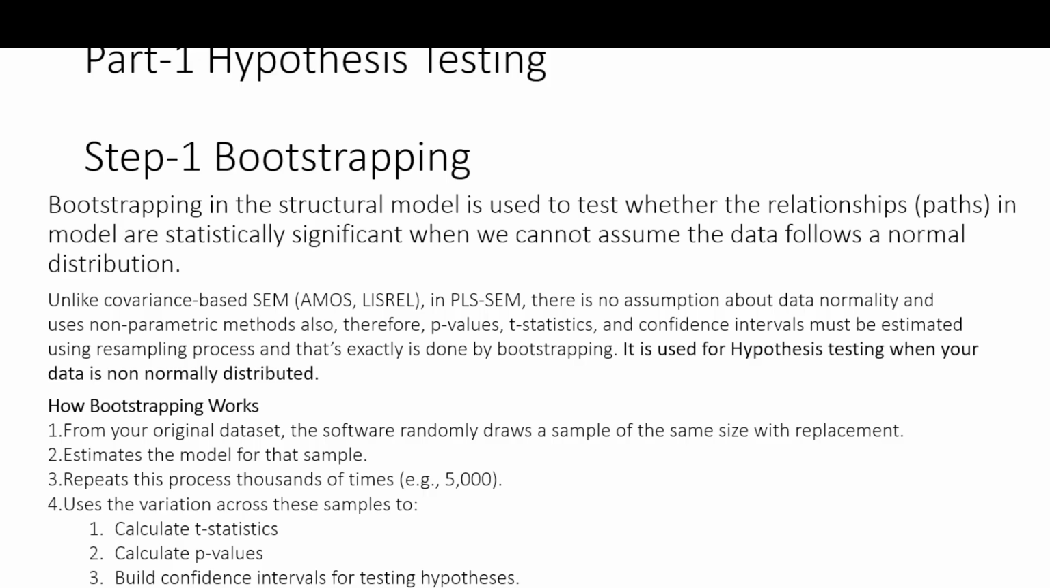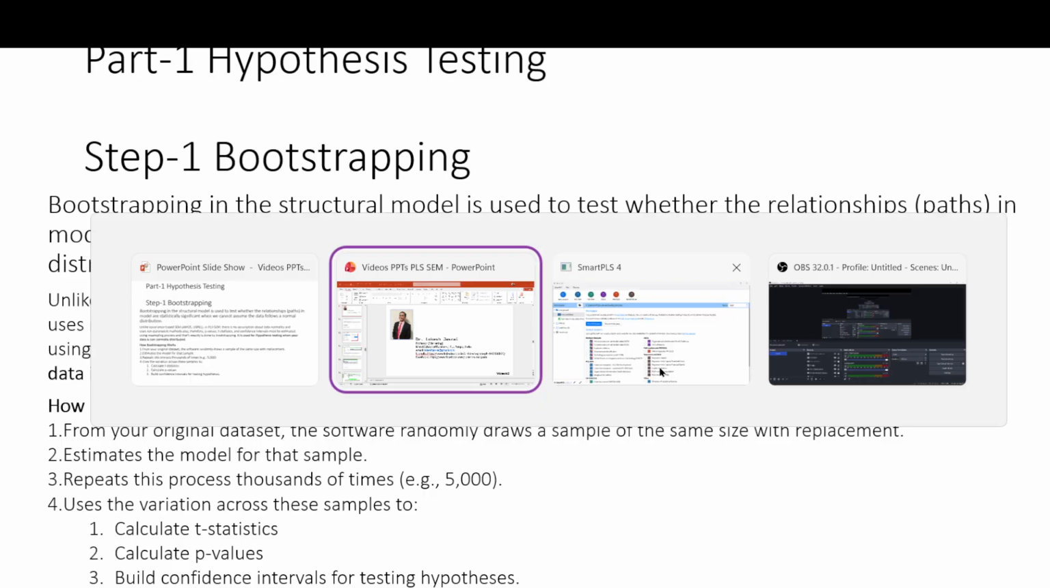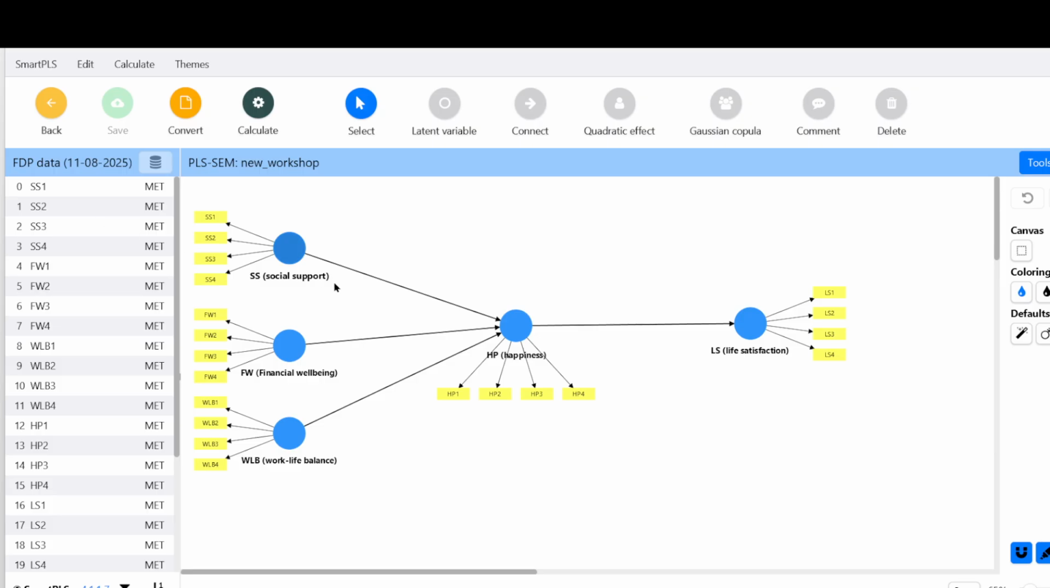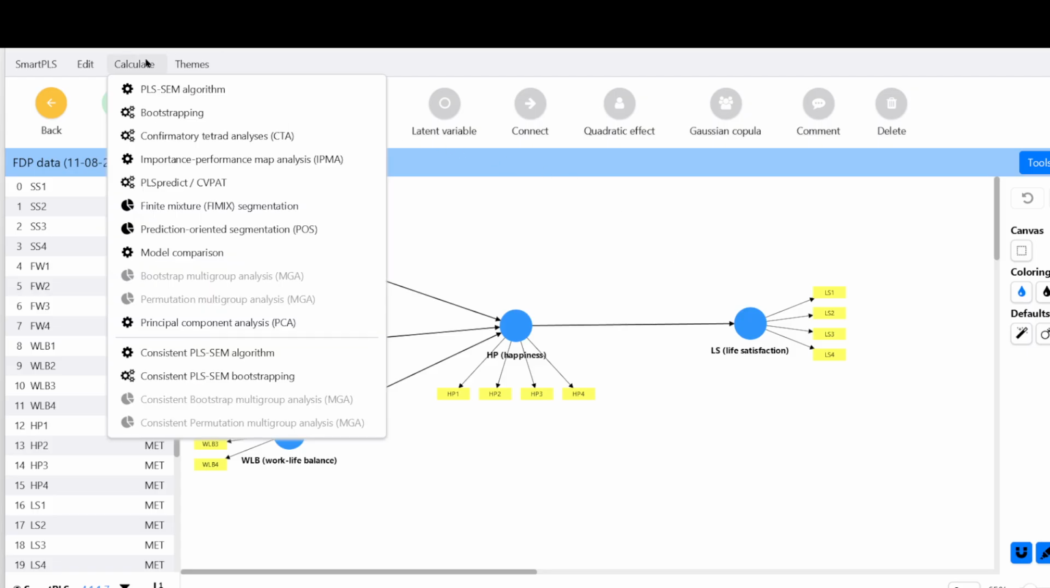Now we open SmartPLS and understand how it executes. So this is our ongoing project. Click on new workspace. Now this is our model in which social support, financial well-being, and work-life balance all together influence happiness, and happiness influences life satisfaction. So now go to calculate and then bootstrapping.